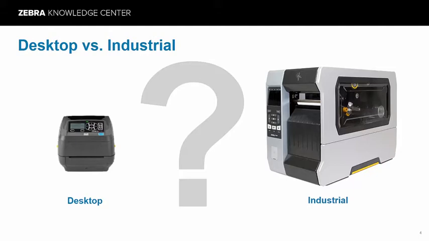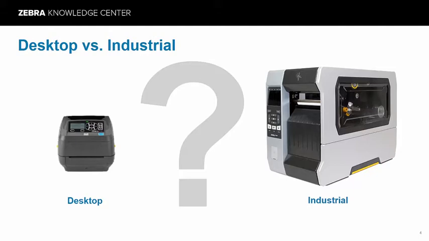Industrial printers are meant to be used 24/7 in tough environments like manufacturing, and desktop printers are for mid-level or low-level use and intended for more of an office or retail environment where there's no exposure to moisture or dirt. Other differences are in the product specifications. Desktop printers usually have lower print resolution, such as 203 or 300 dpi, for printing things like receipts and tags.